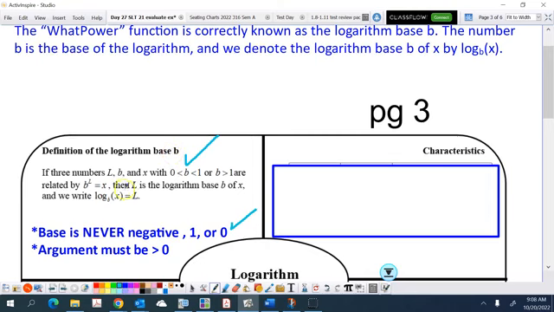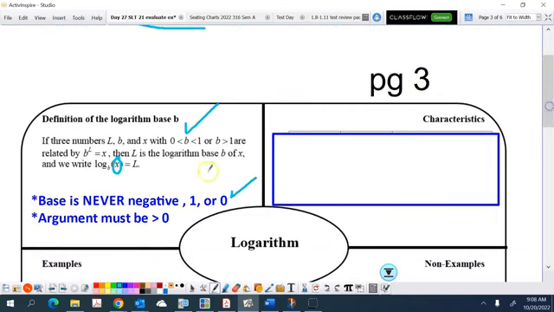Our argument, that is this part of our log. So keep in mind, our what power is now defined to be a logarithm. What power is an everyday word. Logarithm is the math word you need to do these problems. So we learned that our base can never be negative 1 or 0, and our argument must be positive.